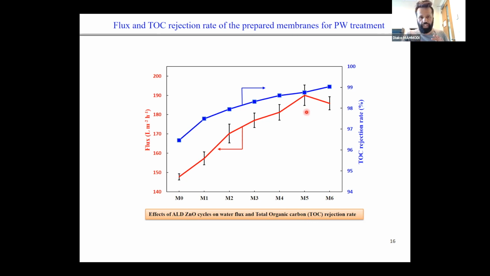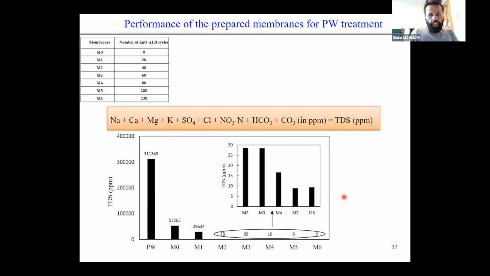For TOC rejection rate, since we increased the hydrophilicity, or water affinity, of the membrane, the organic components couldn't stick on the surface of the membrane. And because we increased water affinity, the TOC rejection rate increased from 96.5 to 99 from M0 to M6.